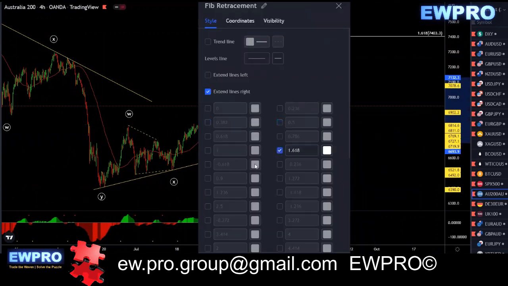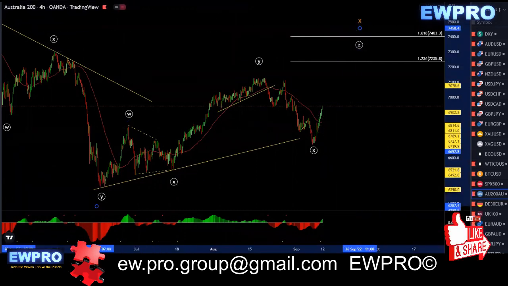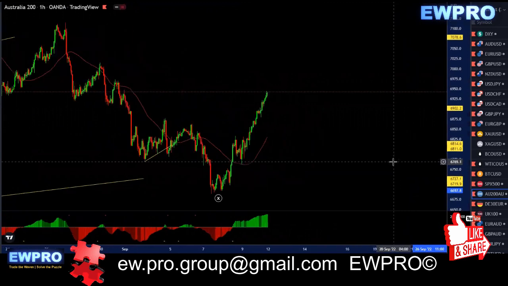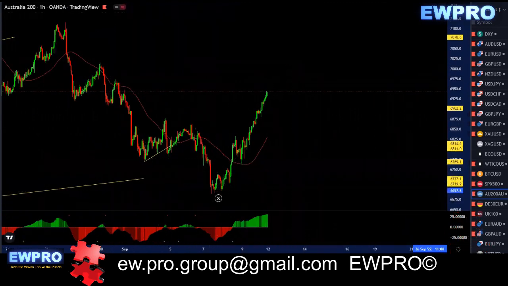So we're looking at 161.8 and the 123.6 as your targets for the Z. If we go down to the H1, you can only buy this. We had that bullish divergence last week, so I said any buy setup you get, look for the buy. And you have one in here if you're looking for it.